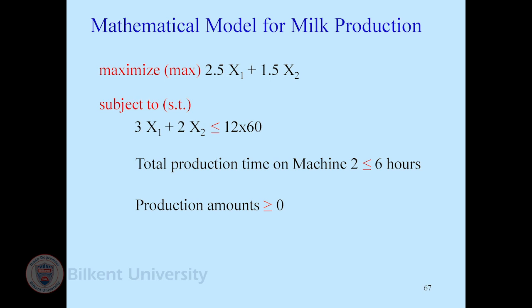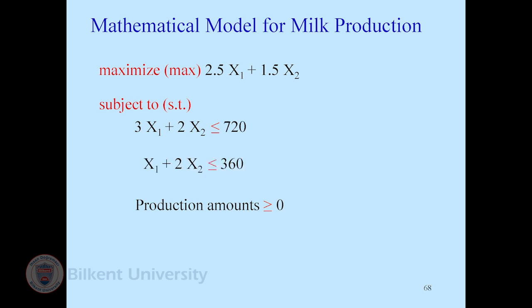If you write it for machine 2, this time low-fat milk requires 1 minute, and regular fat milk requires 2 minutes. And if you add that up, you're going to get this. x1 plus 2x2 should be less than or equal to 6 hours times 60 minutes, which is 360. All right? Production amounts should be non-negative, which will say that x1 is non-negative, x2 is non-negative. So this is the mathematical model of the milk production. Any questions? It's that easy, yeah?